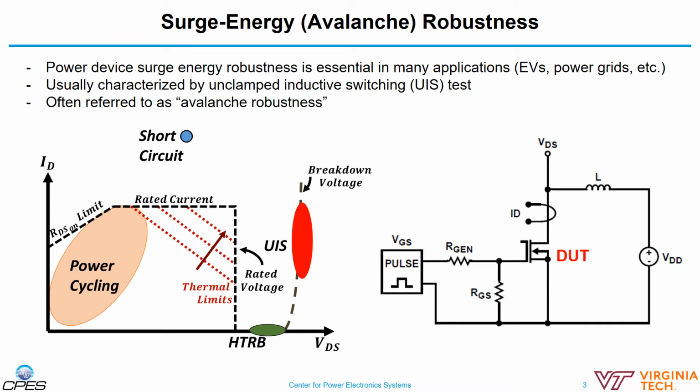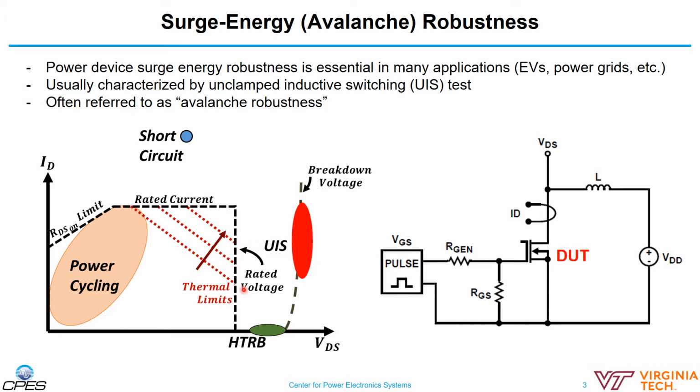Let me first talk about surge energy robustness, which is highly desired for power devices, as it is essential in many applications, such as the motor inverters in electric vehicles. Here I show the surge energy conditions with respect to the device safe operating area. As you can see, under the surge energy test, the device often goes to a voltage which is higher than the rated voltage of the device.